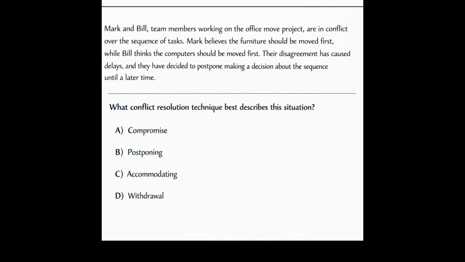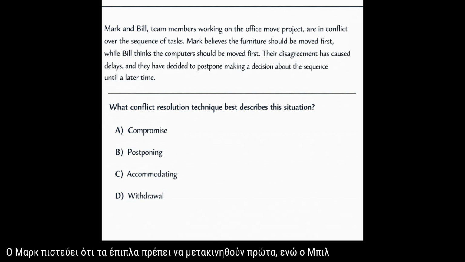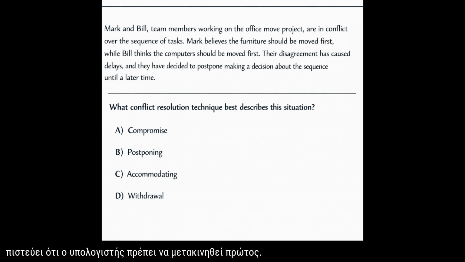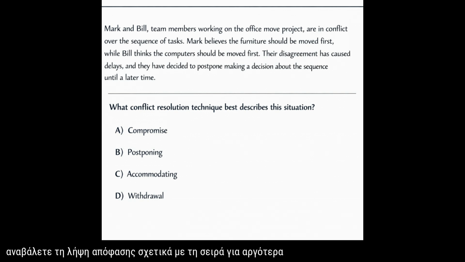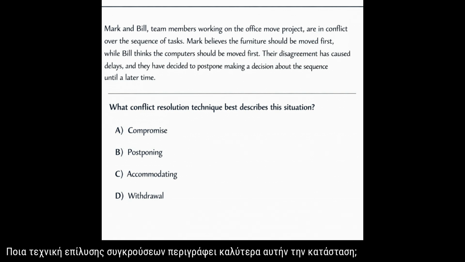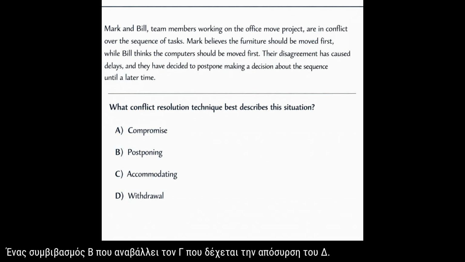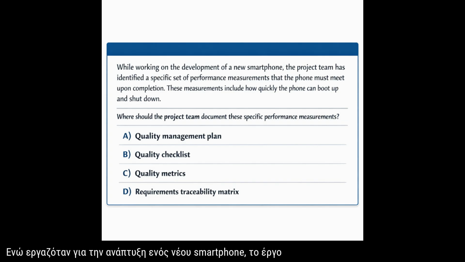Mark and Bill, team members working on the office move project, are in conflict over the sequence of tasks. Mark believes the furniture should be moved first, while Bill thinks the computers should be moved first. Their disagreement has caused delays, and they have decided to postpone making a decision about the sequence until a later time. What conflict resolution technique best describes this situation? A. Compromise. B. Postponing. C. Accommodating. D. Withdrawal.